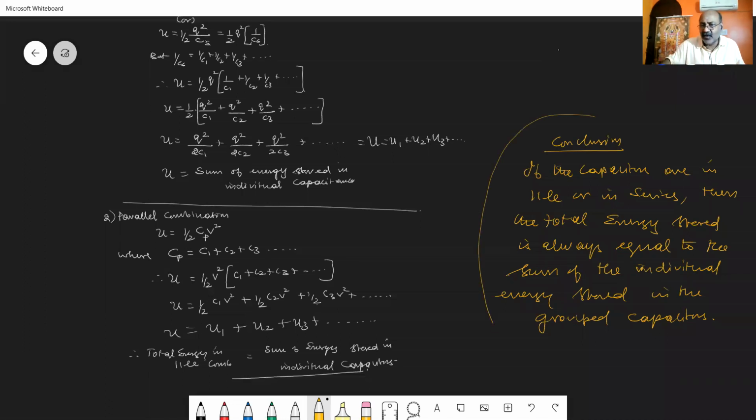So what is the conclusion arrived? The conclusion is: if the capacitors are in parallel or in series, then the total energy stored is always equal to the sum of the individual energy stored in each and every capacitor in that group. Hope you should have understood.